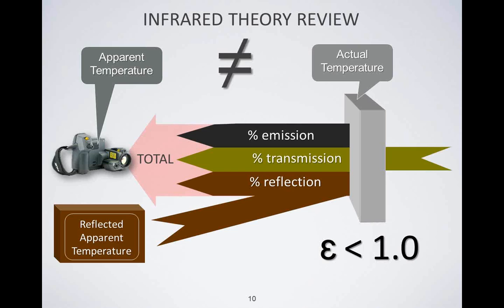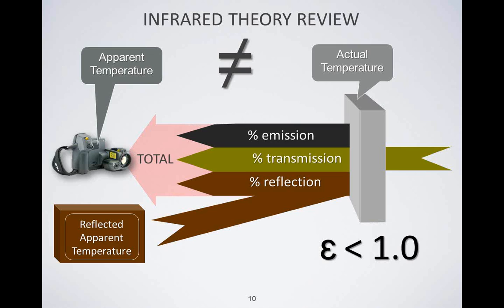In reality, the objects we are likely to measure are not perfect radiators or black bodies. Our targets will have emissivity values less than 1. As such, the total radiation reaching the IR camera could be a combination of emitted, transmitted, and reflected radiation.